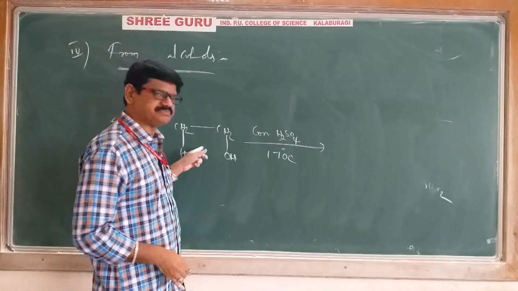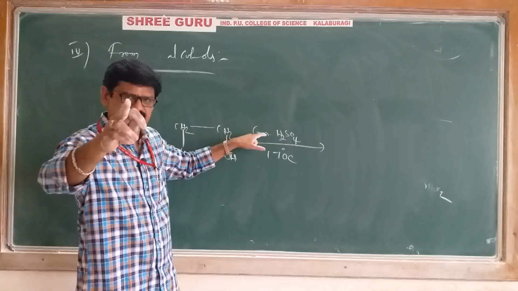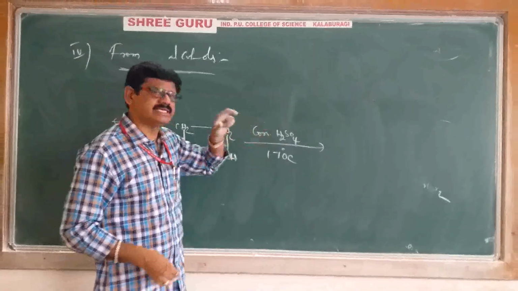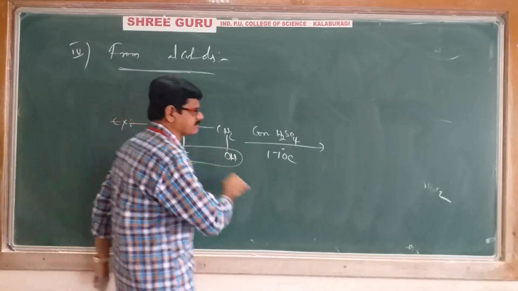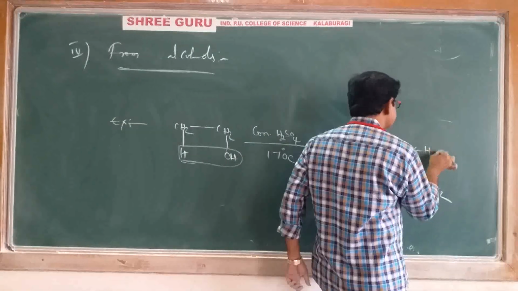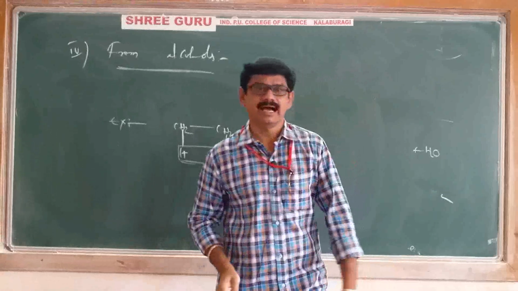So when ethanol is heated in the presence of concentrated sulfuric acid at 170 degrees centigrade, then OH and H are both eliminated as water. That's why this method is also called dehydration.